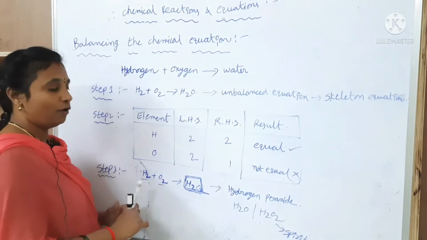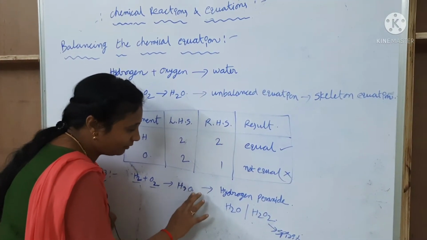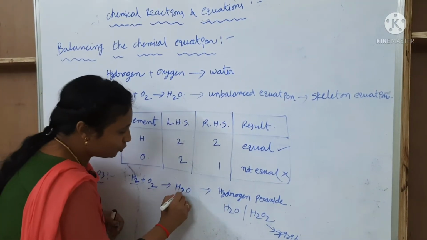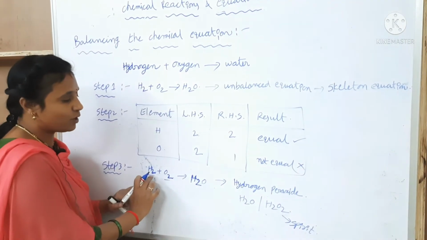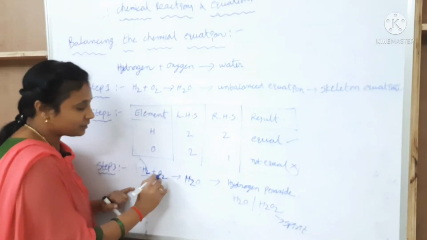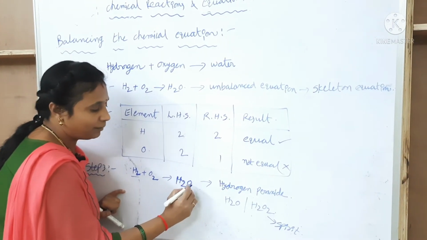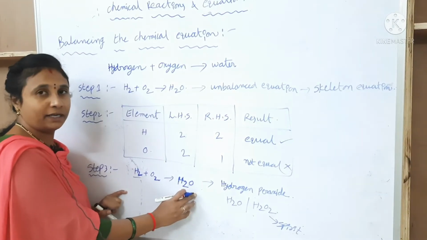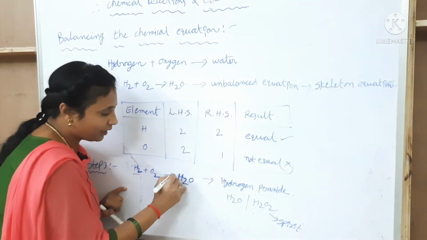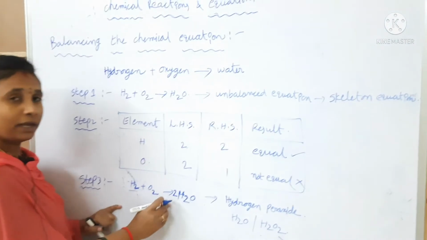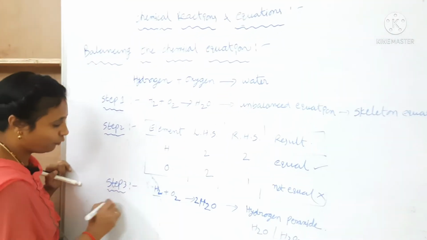Here I am deleting the O2 and keeping H2O. Left side hydrogen is 2 atoms, right side 2 atoms. Next, left side oxygen is 2, right side oxygen is 1. If I take O2 on the right, it will give hydrogen peroxide, but I need water. For that I am taking the coefficient as 2. Is it a balanced equation? No.